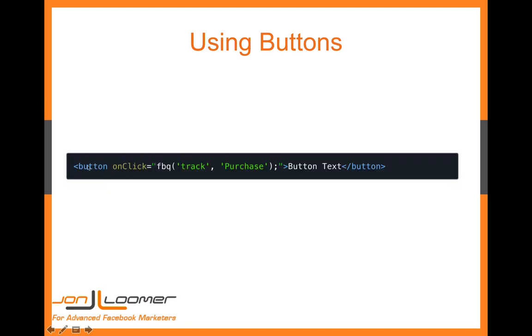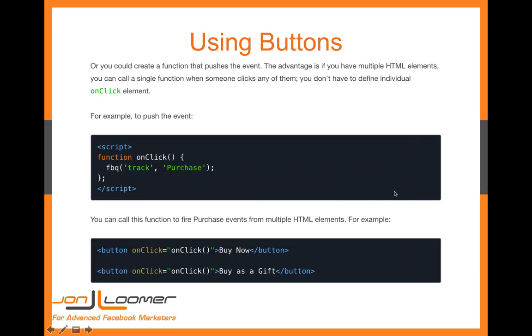Another example here is we've got button onclick equals fbq, and that's basically the event, and button text. Another option Facebook gives you is you could create a function that pushes the event. This way, the advantage is if you have multiple HTML elements, you can call a single function when someone clicks any of them, so you don't have to define the individual onclick event. I know it's getting very technical at this point.